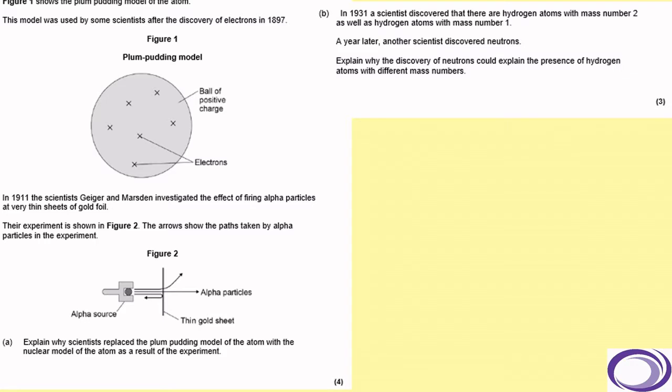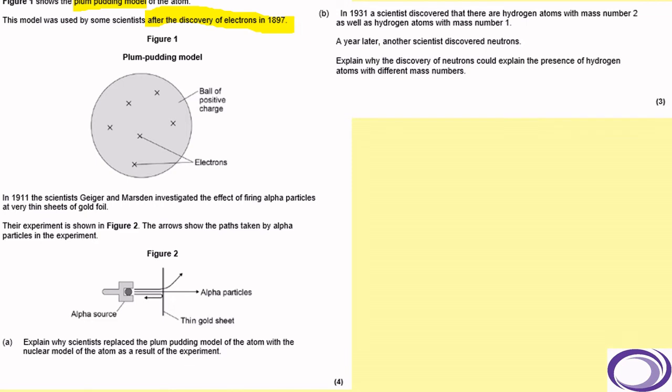So it's time for us to move on to an exam question. This is a bit of a long one, so I will read through it with you and highlight some key bits. Figure 1 shows the plum pudding model of the atom. This model was used by some scientists after the discovery of electrons in 1897. So you can see figure 1 there, you've got your ball of positive charge and the embedded electrons.